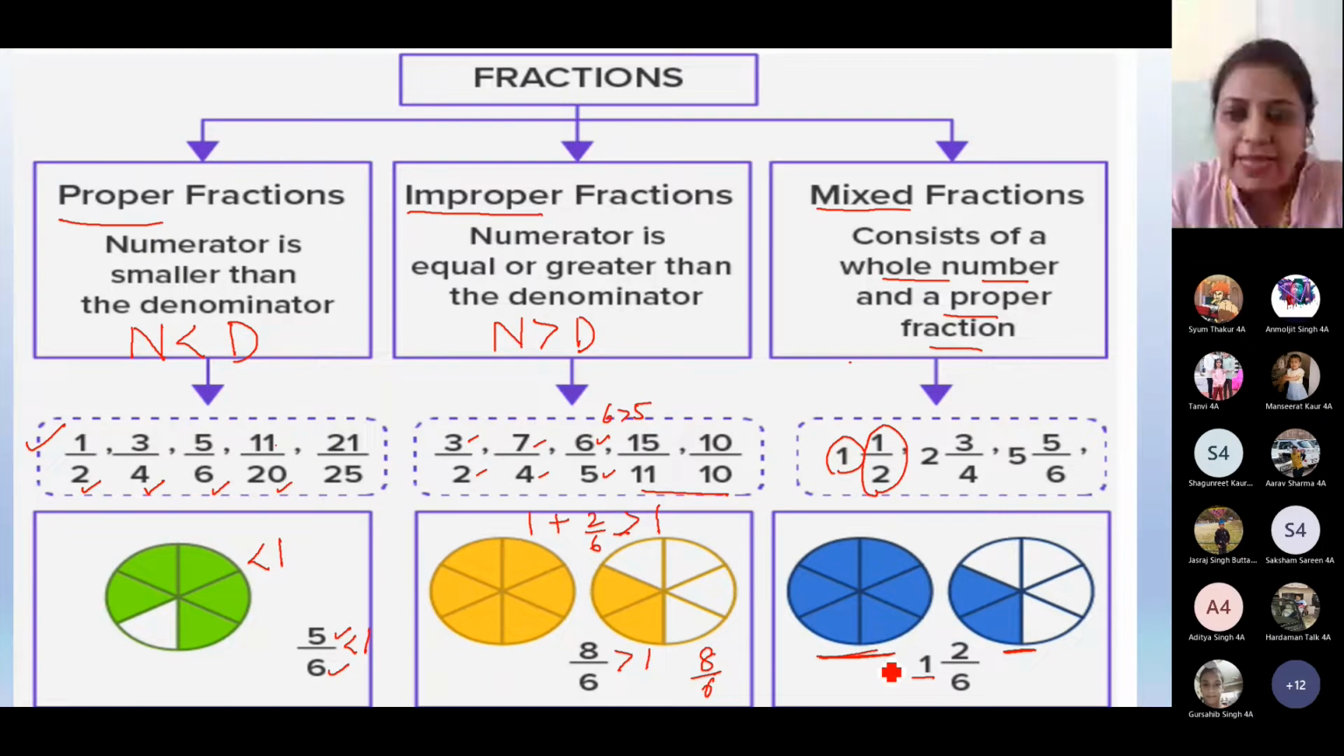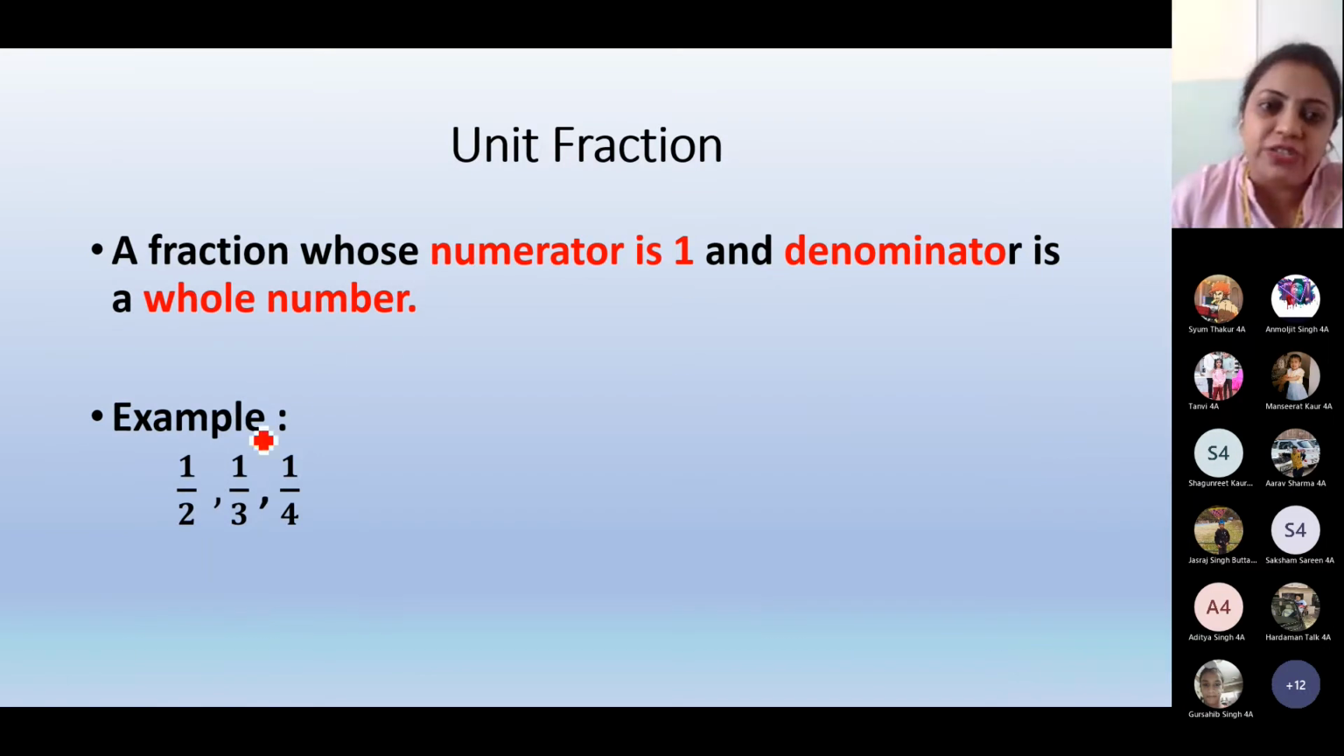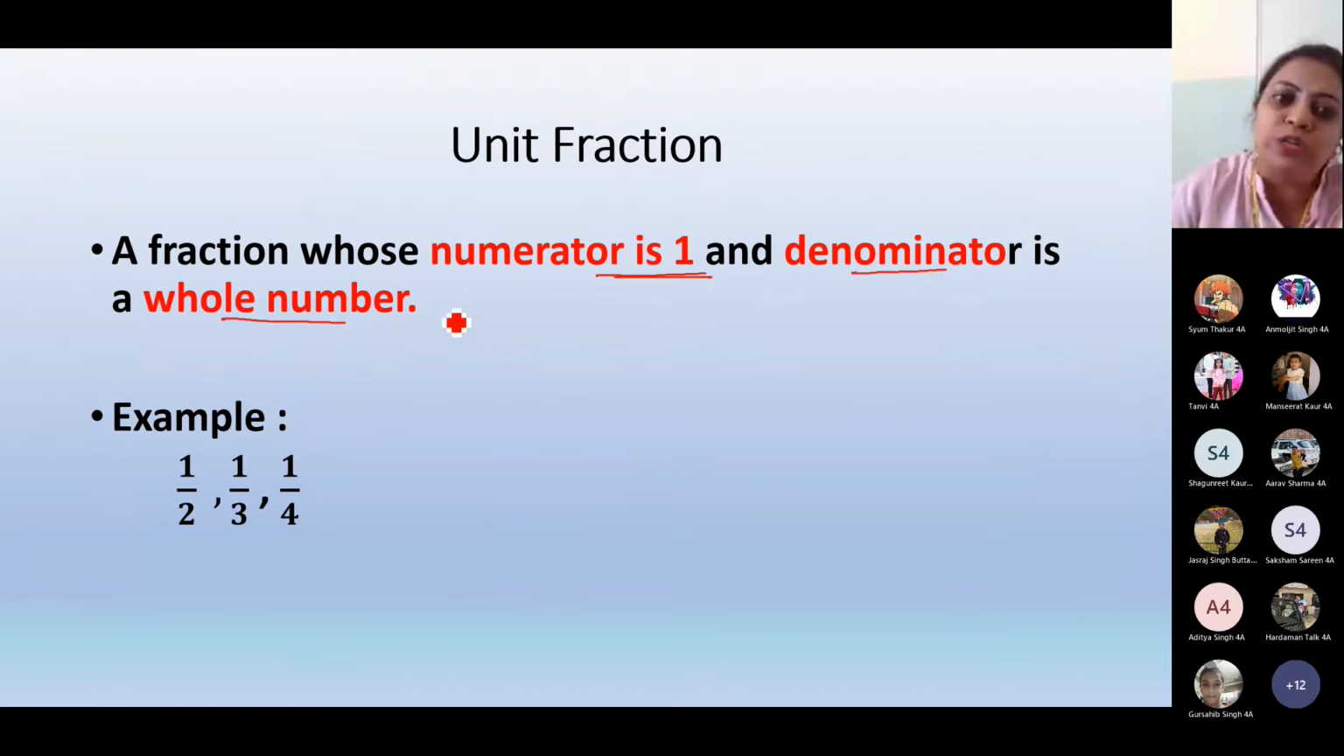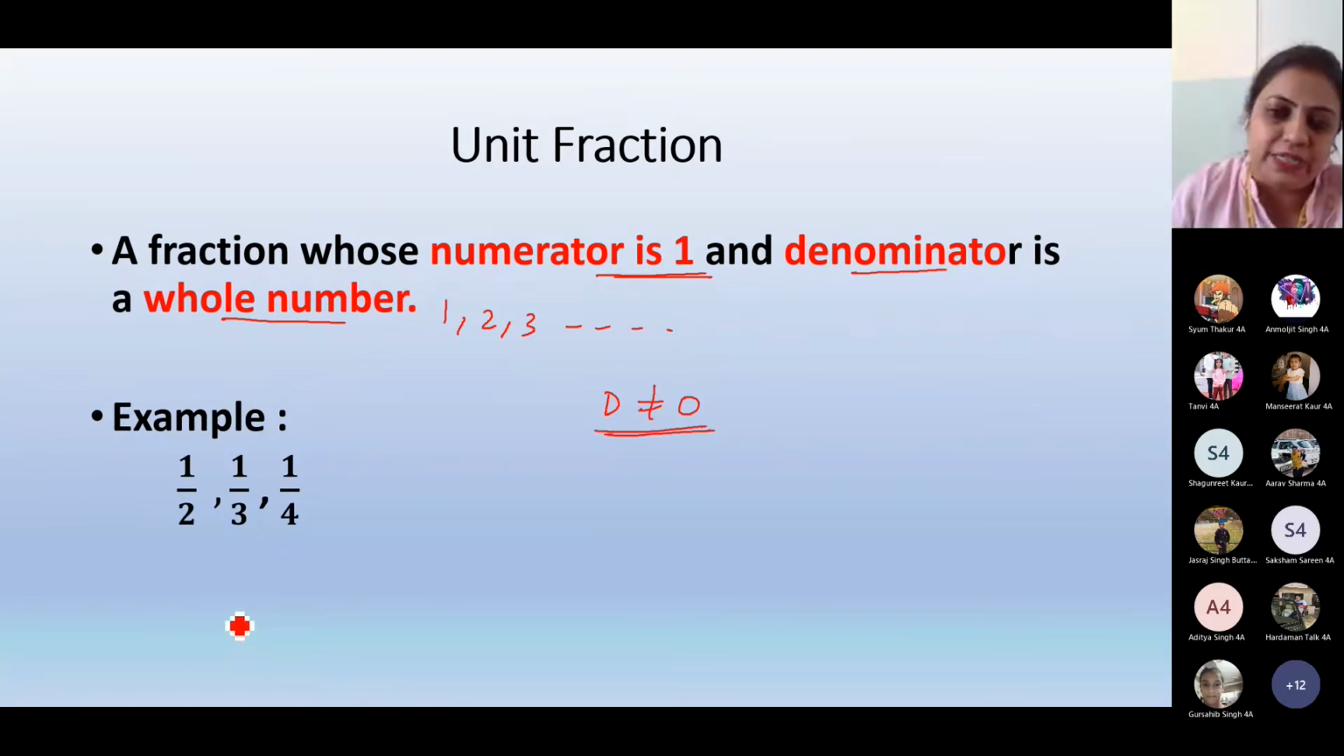And one last fraction that is left is unit fraction. What is unit fraction? A fraction whose numerator is 1 and denominator is a whole number. Whole number can be any number from 1, 2, 3 and so on. And denominator cannot be equal to 0. So 1 by 2, numerator 1, so it is unit fraction. 1 by 3, it is also unit fraction, and 1 by 4, it is unit fraction.